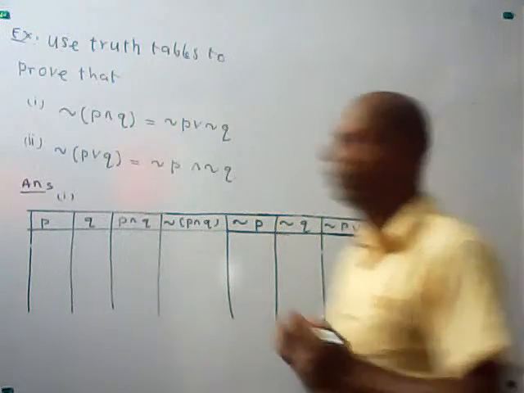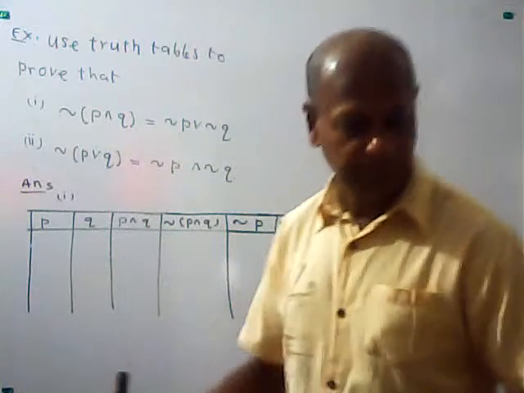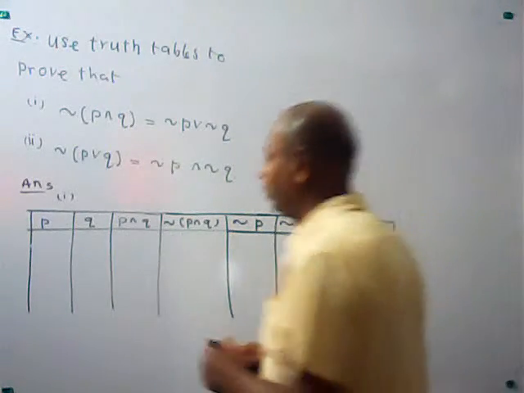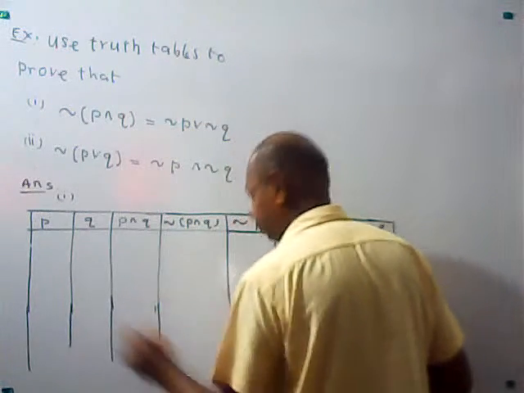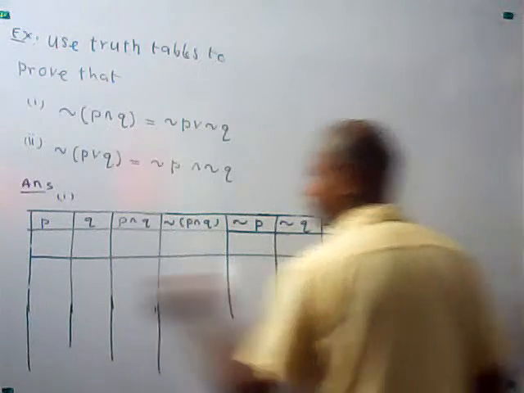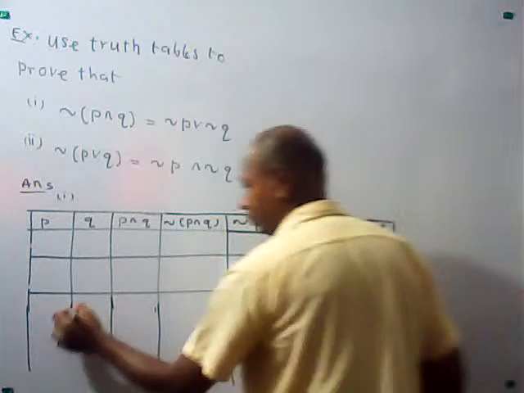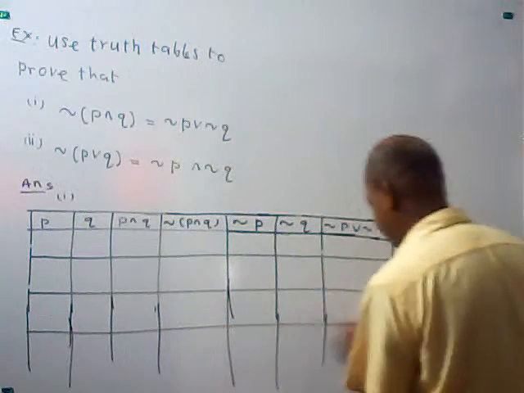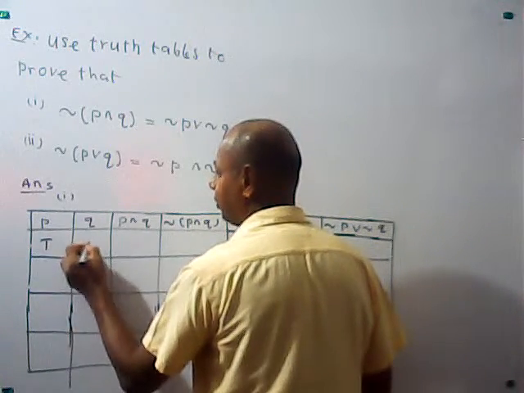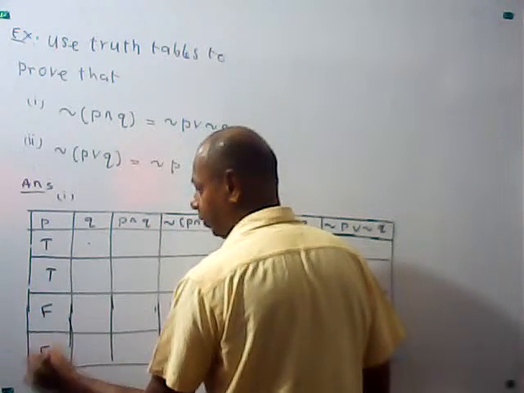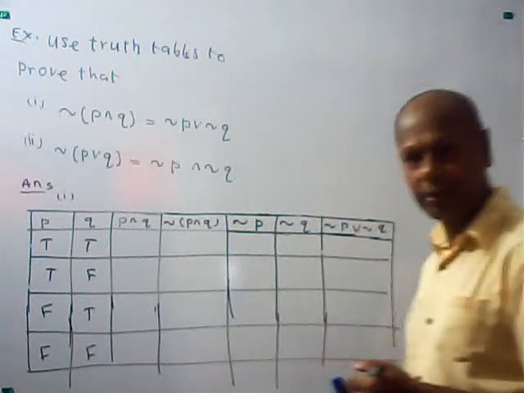Then we will see whether these two give the same truth values. PQ, same as before. The truth values are: these are the possibilities, T, T, F, F, T, F, T, F. These are the possibilities as we have seen before.